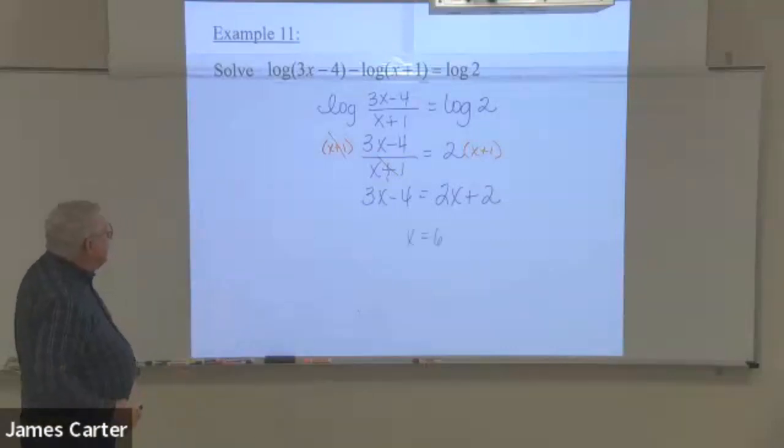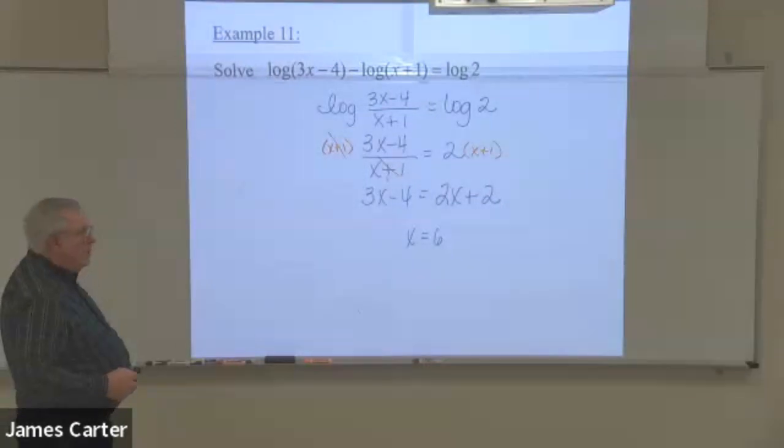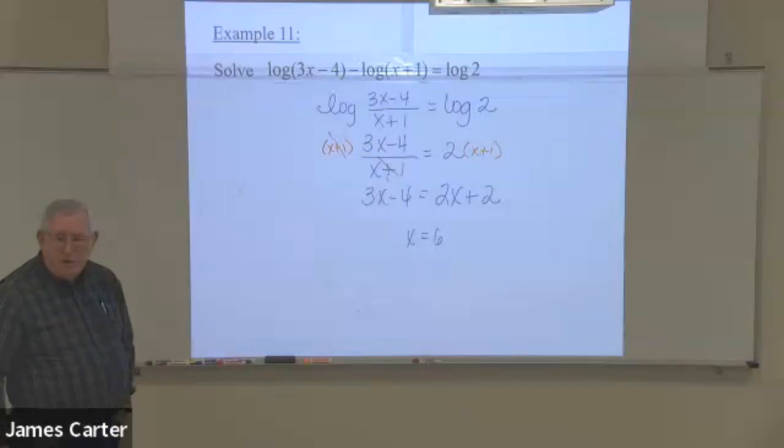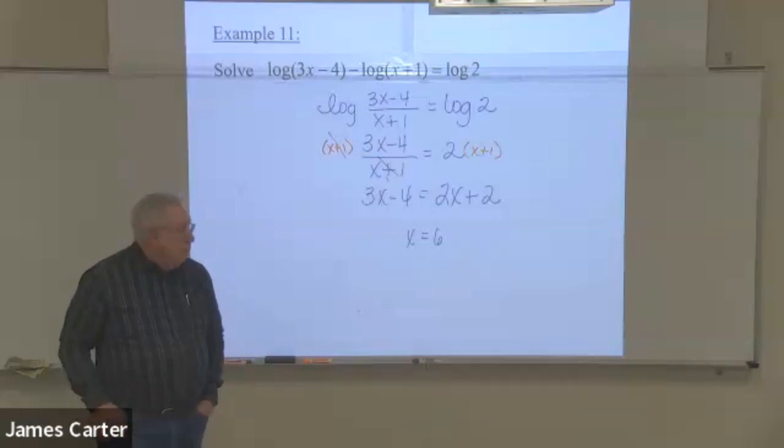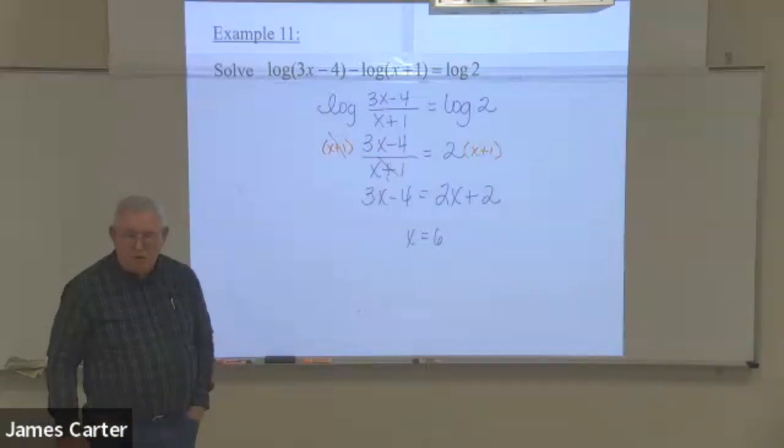So I continue, and I get x equals 6 again. You're not going to get 6 on everything. It's just worked out that way. But we got to test that 6. 3 times 6 is 18 minus 4 is 14. We're positive 14. We're good. 6 plus 1 is 7. We're good. And that one we can't replace. So this is a solid answer.